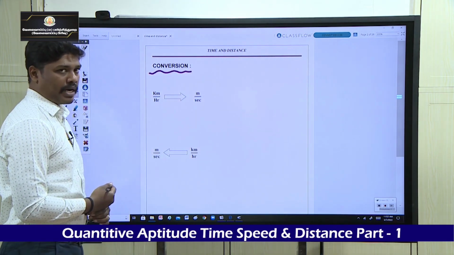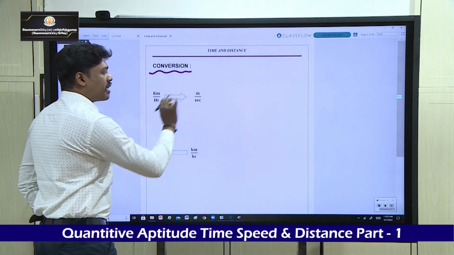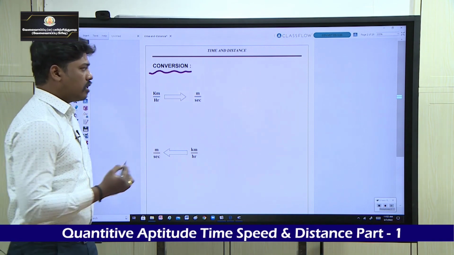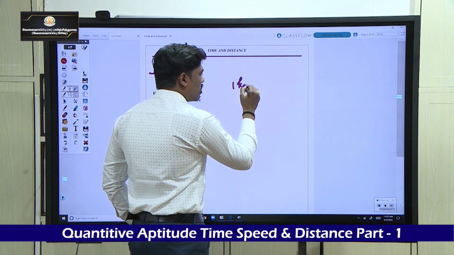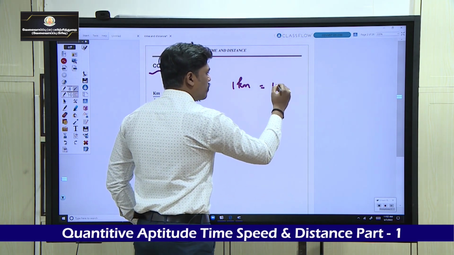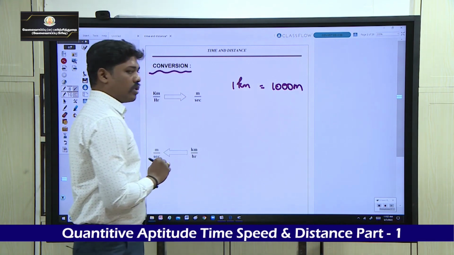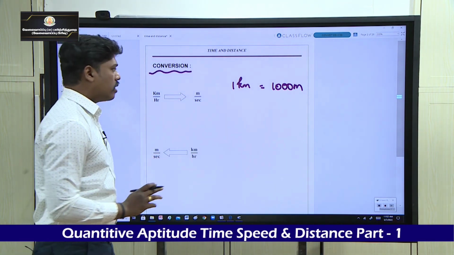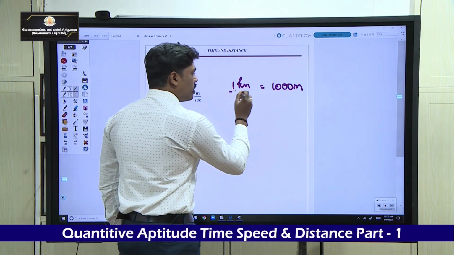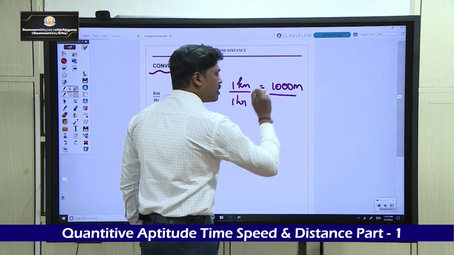It is the conversion part. How will you convert kilometer per hour to meter per second? Normally 1 kilometer is equal to 1000 meter. What about hour? 1 hour is equal to how many seconds?